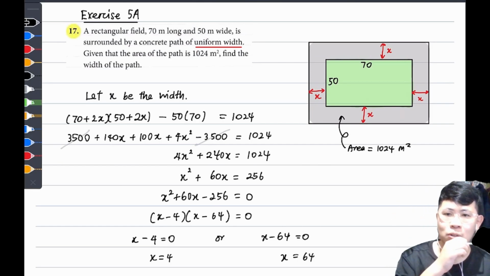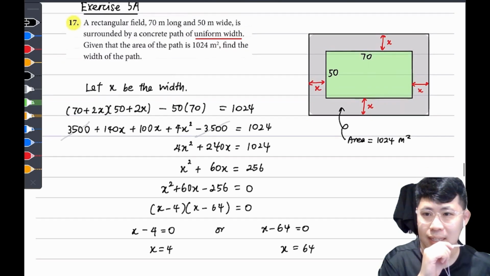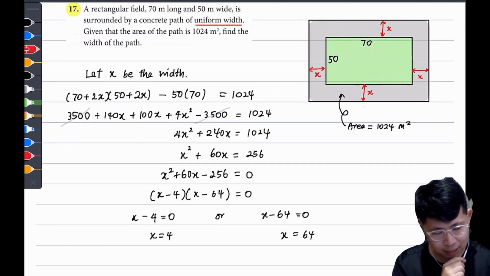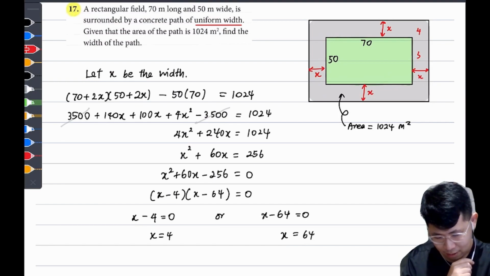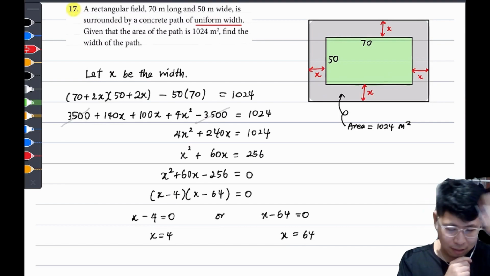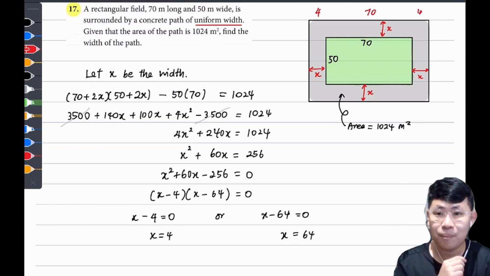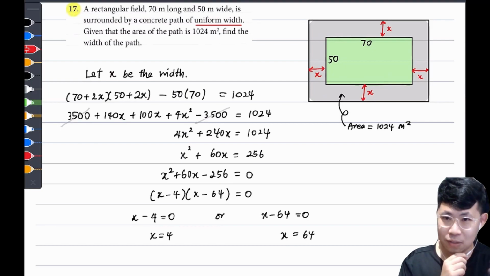Now let's take a look at the question over here and see which answer makes sense. So with x equals 4, this is 4, this is 50, this is 4, correct? Just nice. Okay, so it makes sense, right? Even horizontally, 4, 70, and 4. Okay, quite nice. Let's take a look at the next one over here.